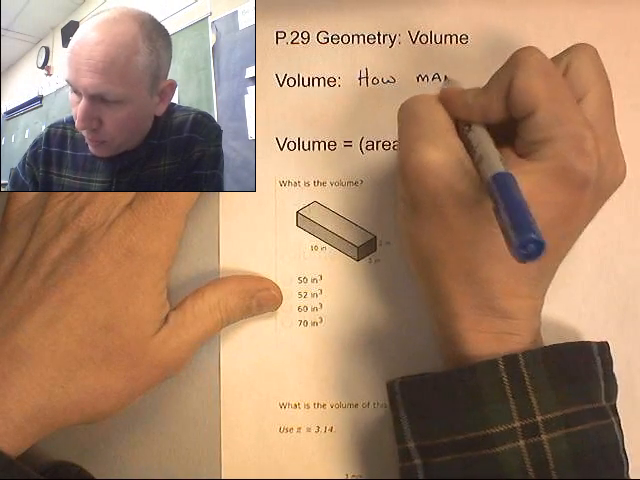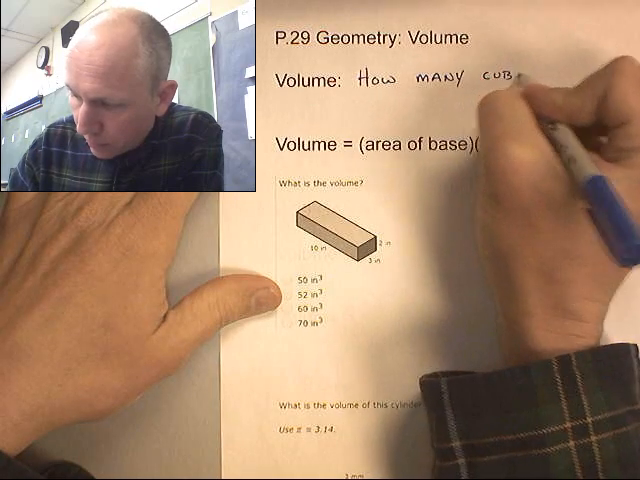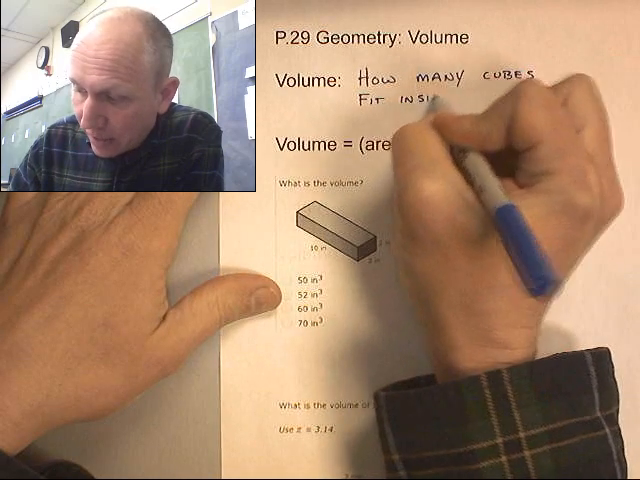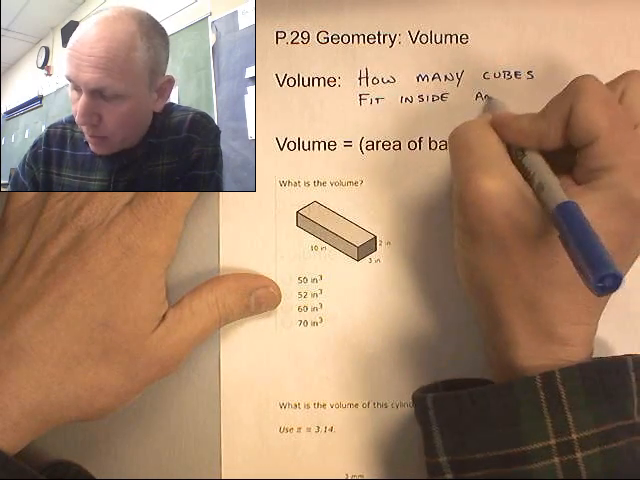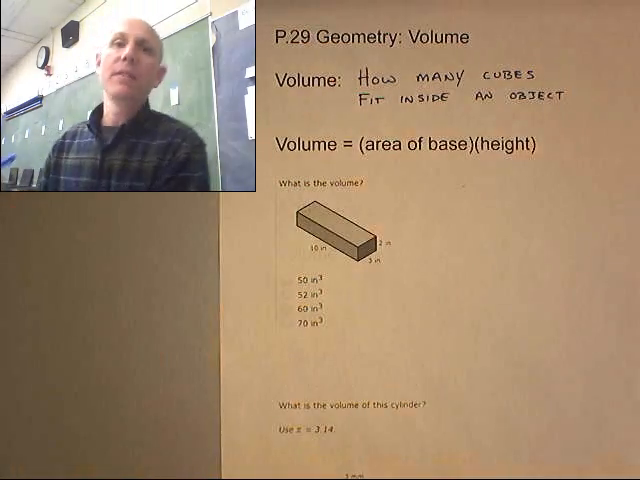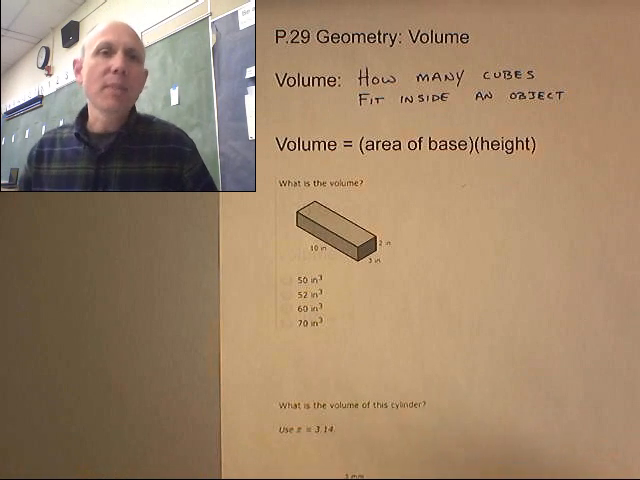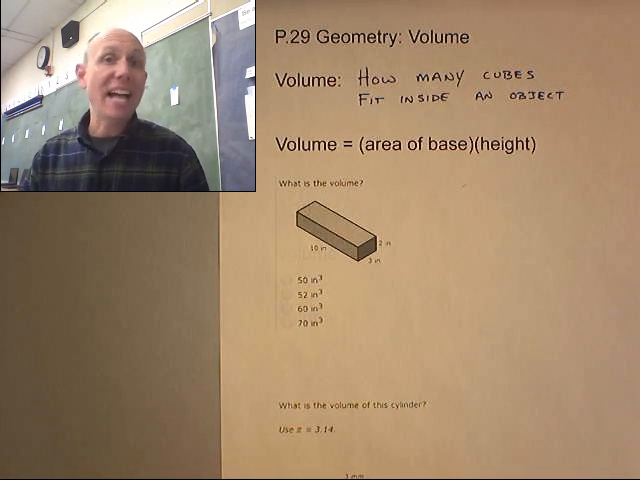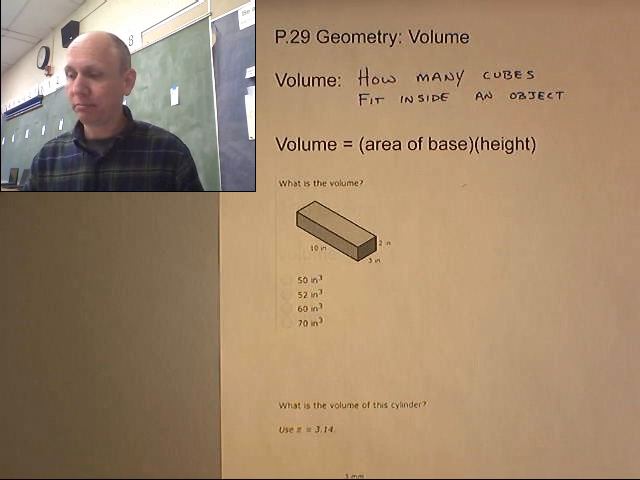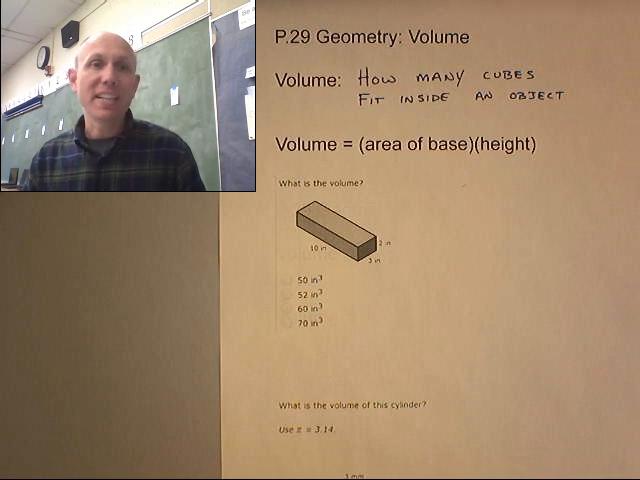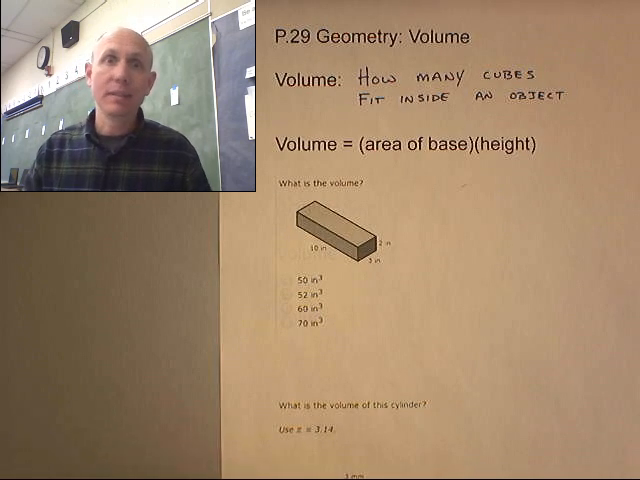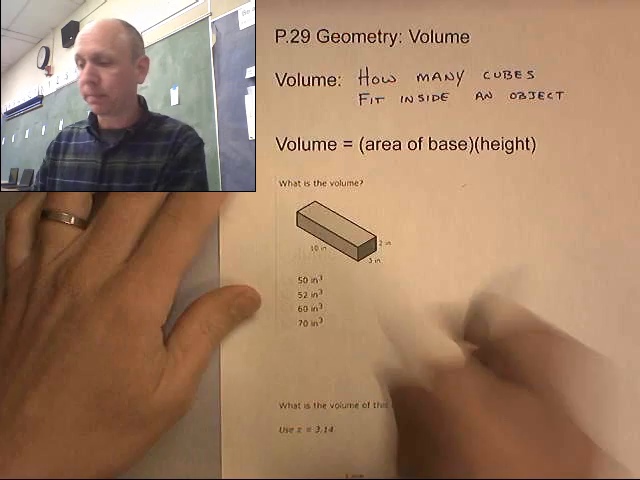How many cubes fit inside an object? How much stuff can fit in it? Sometimes, instead of cubes, it'll be measured in gallons. How many gallons can fit inside of something? What's the volume of a gas tank? How many gallons of gas? What's the volume of a 2-liter Coke bottle? 2 liters. That's how much can fit inside of it.